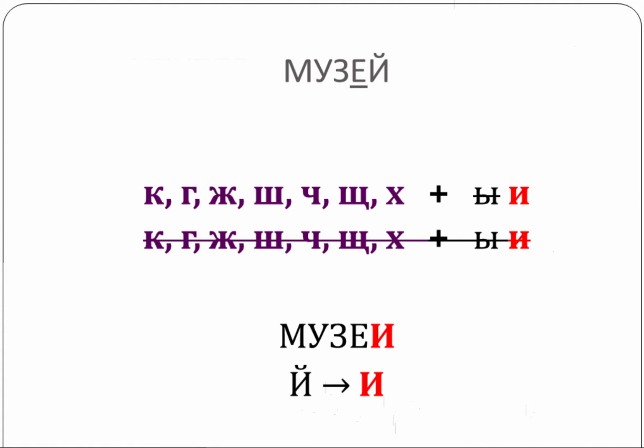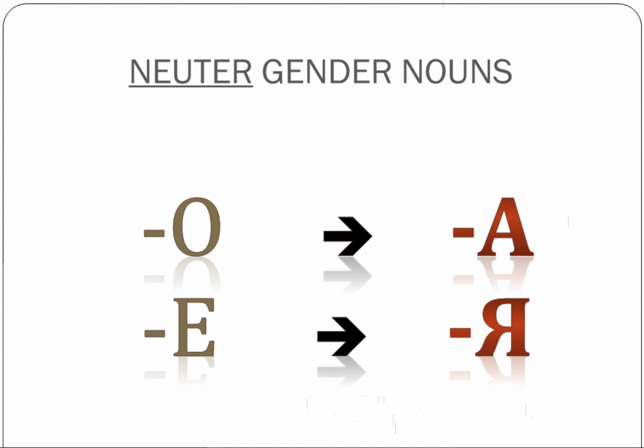But to make words that end in й or и краткий plural, you need to replace й with и. So музей becomes музеи. All right, so that was all about masculine and feminine nouns. And now we have one more gender to discuss, neuter nouns, which have their own endings.